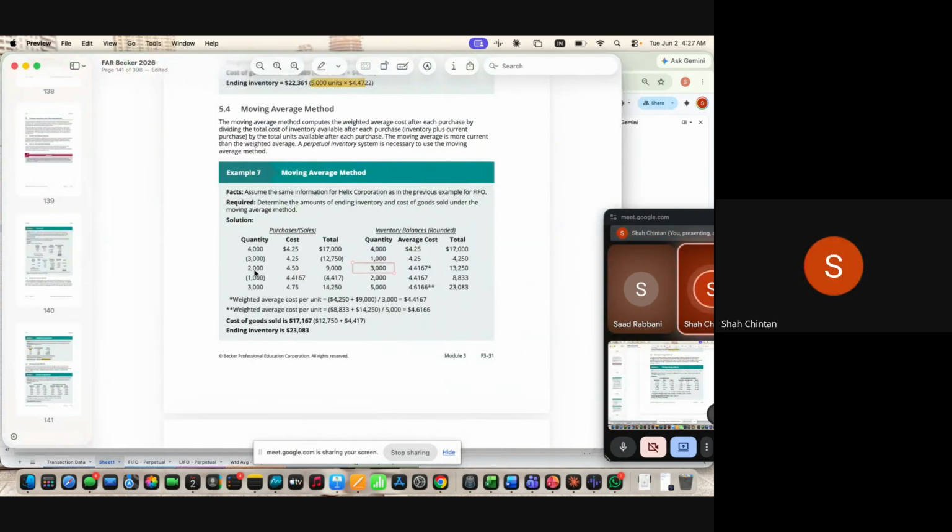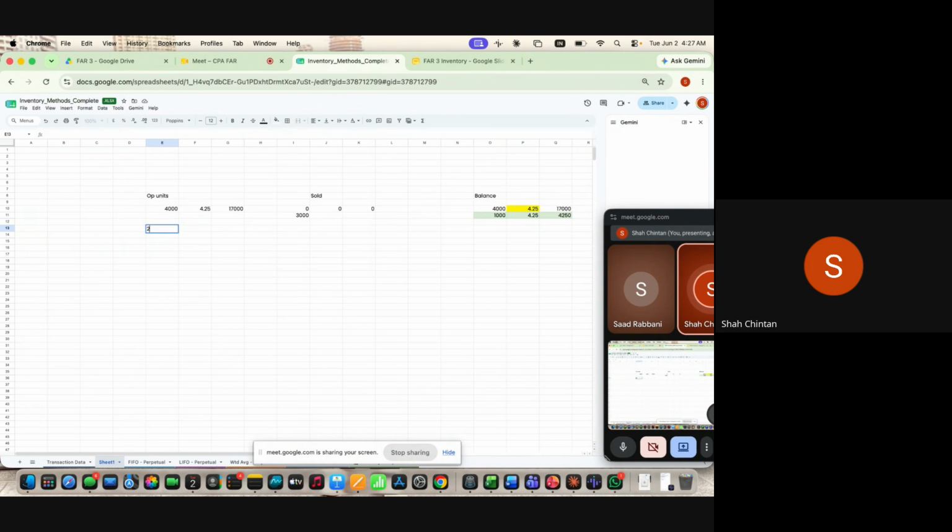Now what we are doing, we are purchasing 2000 units. So let's say 2000 units are purchased at what cost? 4.50.